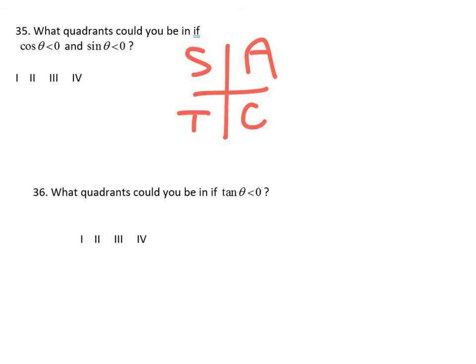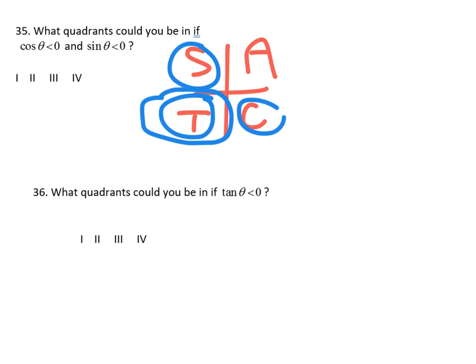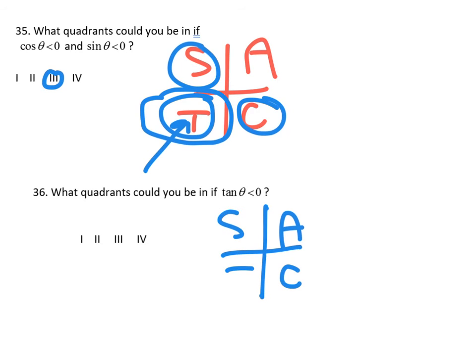So it says cosine is negative. Now cosine is negative, let's see, here and here. But sine has to be negative, so sine is negative here and here. So we must be in this quadrant where sine and cosine are both negative, so quadrant 3. Here it says tangent is negative, so that means we're in either quadrant 2 or we could be in quadrant 4. CAST rule tells us everything about positive and negative values.